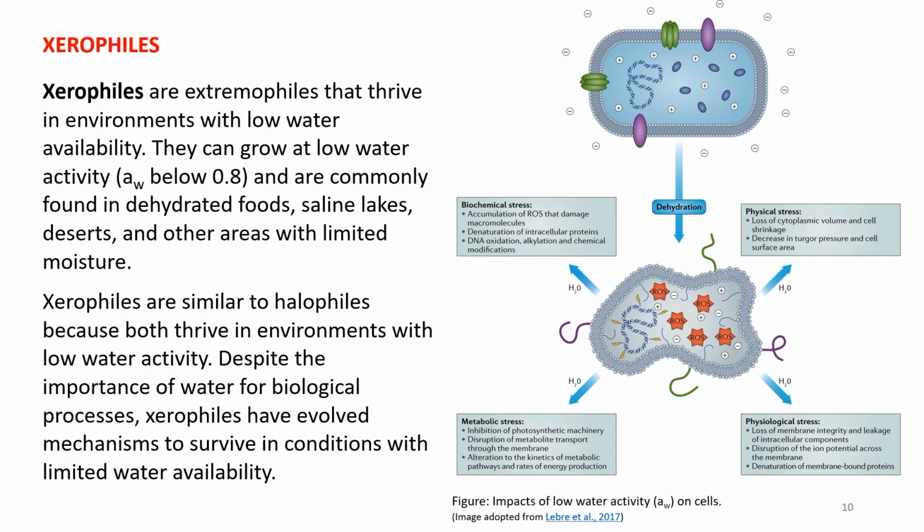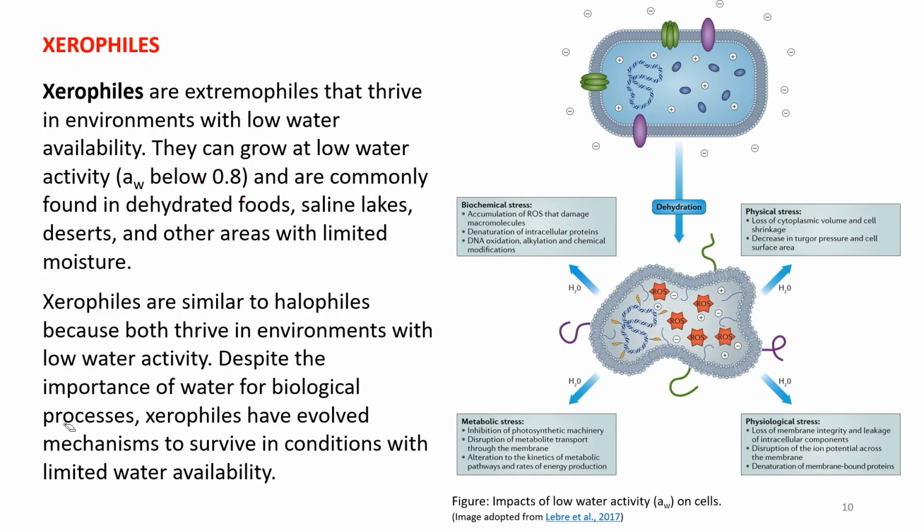So, xerophiles are extremophiles that thrive in environments with low water availability. They can grow at water activity below 0.8 and are commonly found in dehydrated foods, saline lakes, deserts, and other areas with limited moisture. Xerophiles are similar to halophiles because both thrive in environments with low water activity, not scarcity. Despite the importance of water for biological processes, xerophiles have evolved mechanisms to survive in conditions with limited water availability.